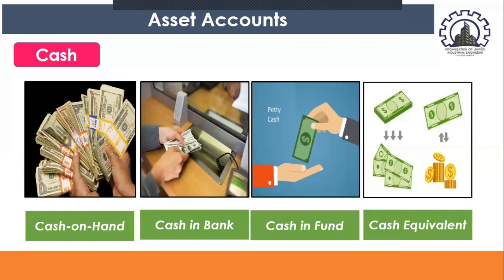And also we have cash in fund. Cash in fund denotes money placed in a specific fund for a specific purpose. One example for this is the petty cash fund. This is the fund intended to pay for petty expenses. This is very helpful, especially since the company cannot issue a check for small expenses, correct? In order for us to better understand what a petty cash fund is, let me give you an example.